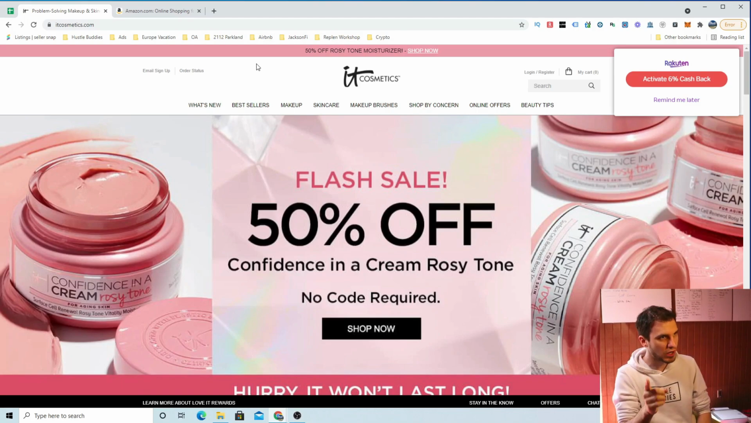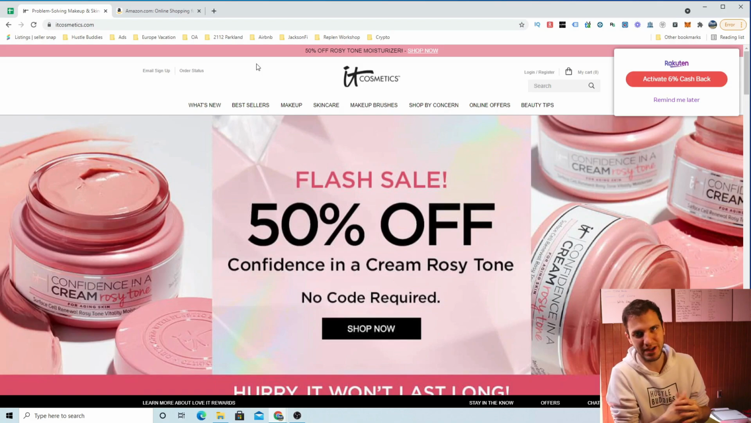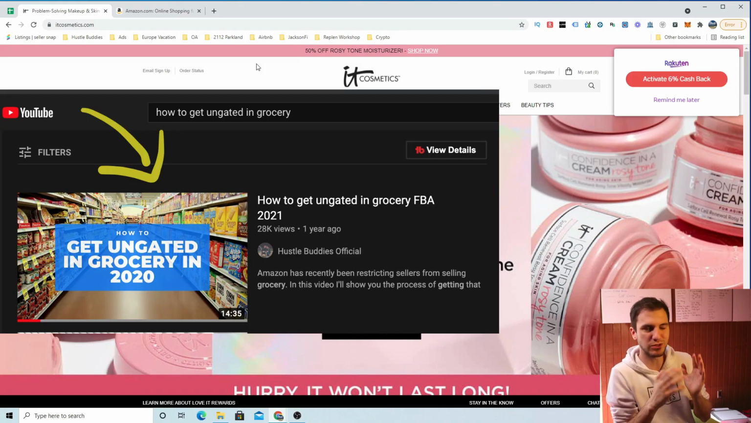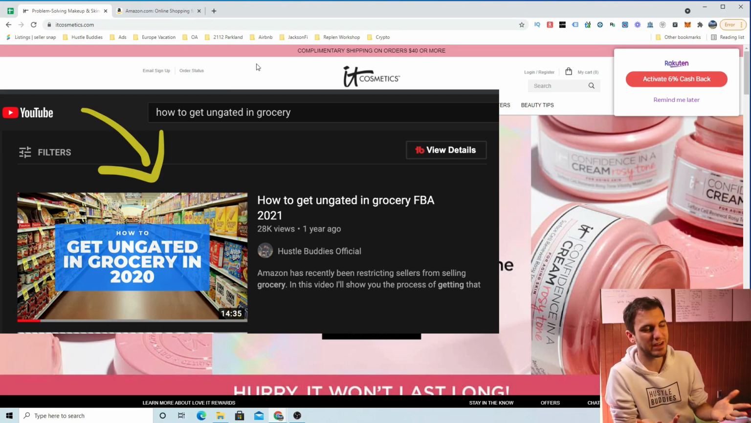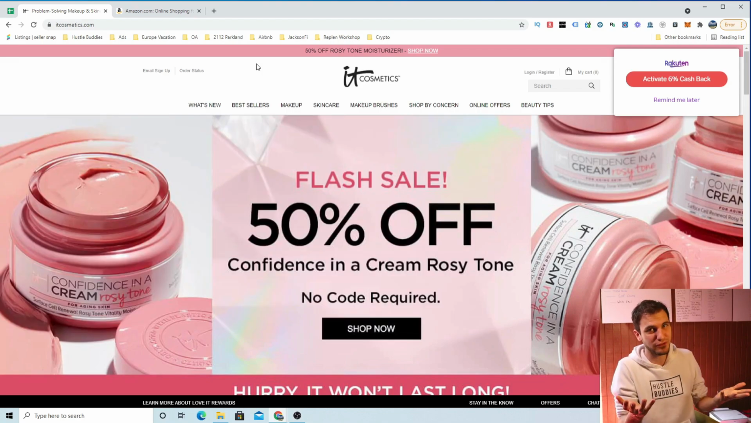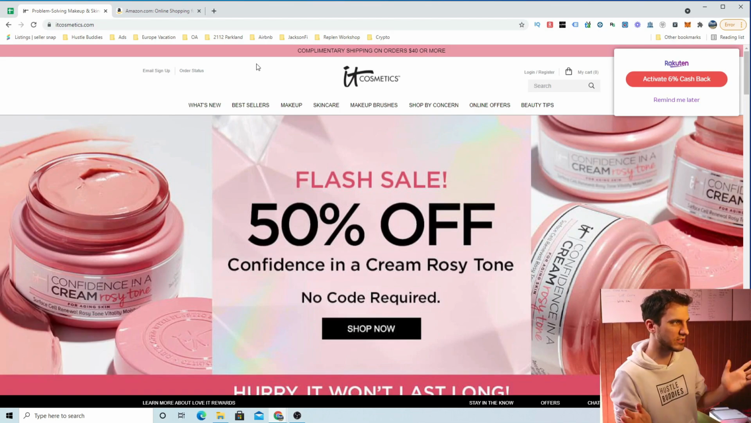Now, a small disclaimer: if you are brand new, you may be gated in topicals. It's relatively easy to get ungated in topicals. We have videos about how to get ungated, so check out those videos. Yes, you may not be allowed to sell this right now, but it's a relatively simple process, and we have free videos showing you how to do that. So you don't need to pay somebody to get ungated in topicals. It's free on our YouTube channel. Just search for it, okay?